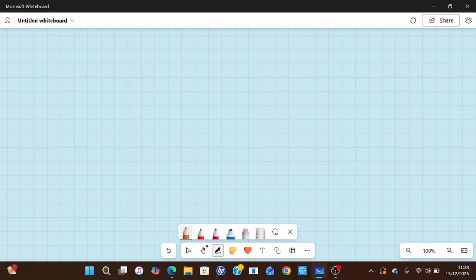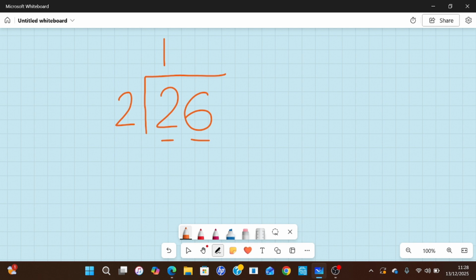Okay, and lastly guys, the last one is in the 2 times table, and the number we are dividing is 26. We put 26 inside our bush shelter, and we are dividing by 2. So first digit, 2. How many 2s are there in 2? There is 1. Next digit, 6. How many 2s are there in 6? There are 3. Answer is 13.